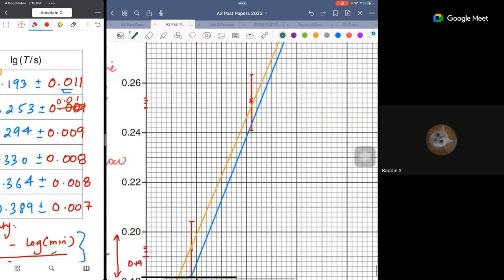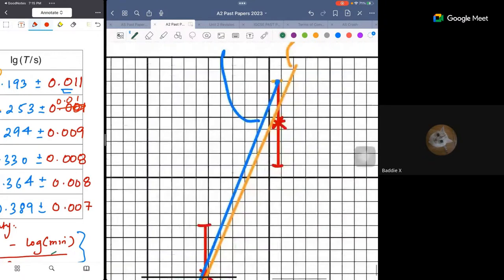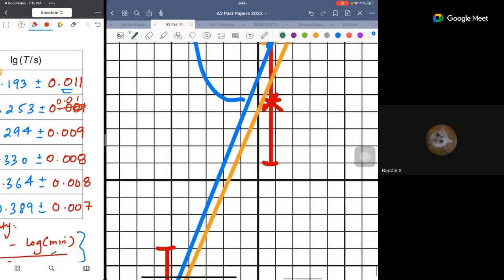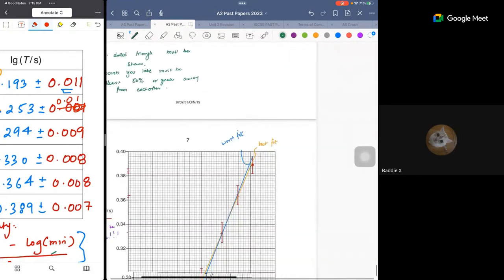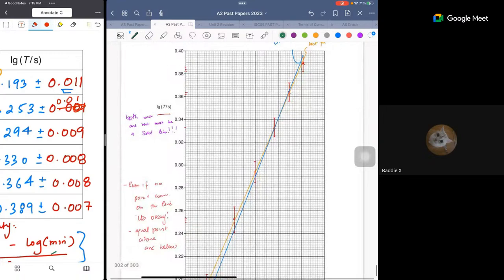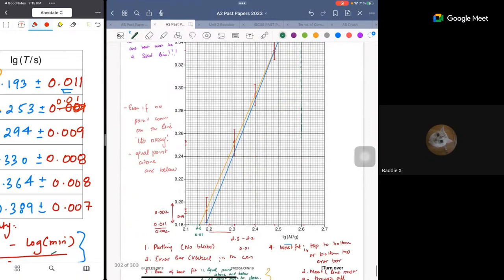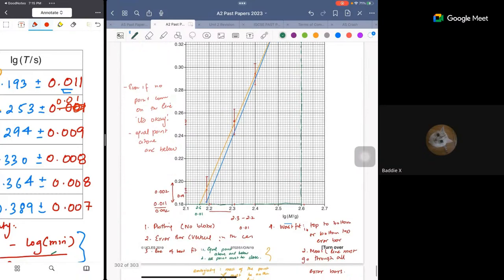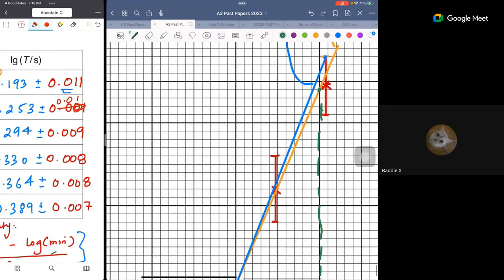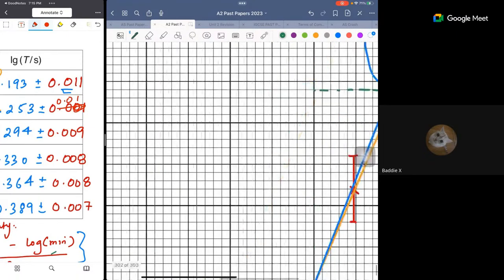Now you need to try and find a point that is as far as possible, which means this point seems all right to me. So I'm going to check what this point is, and I'm going to make a dotted line like that. This dotted line must be there so that the examiner knows you're taking this point. And like this, you get a triangle. This is 2.6. And on this side, also a dotted line.